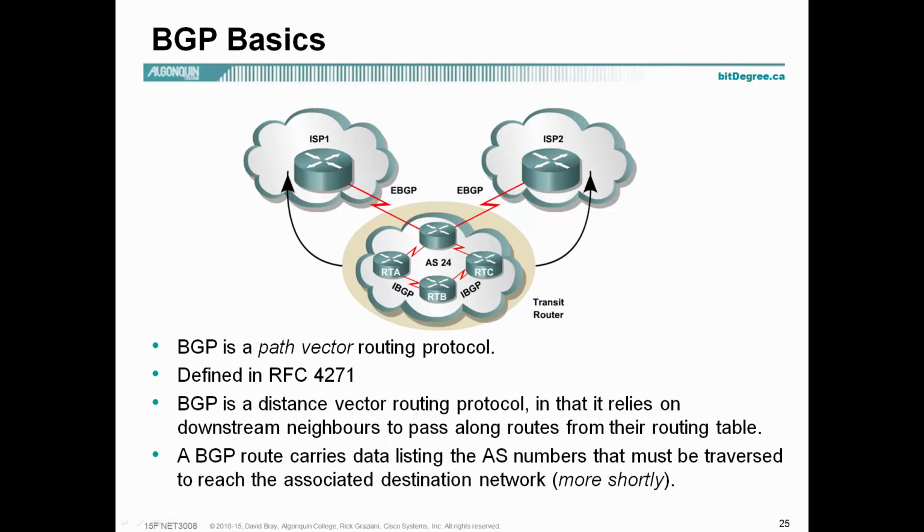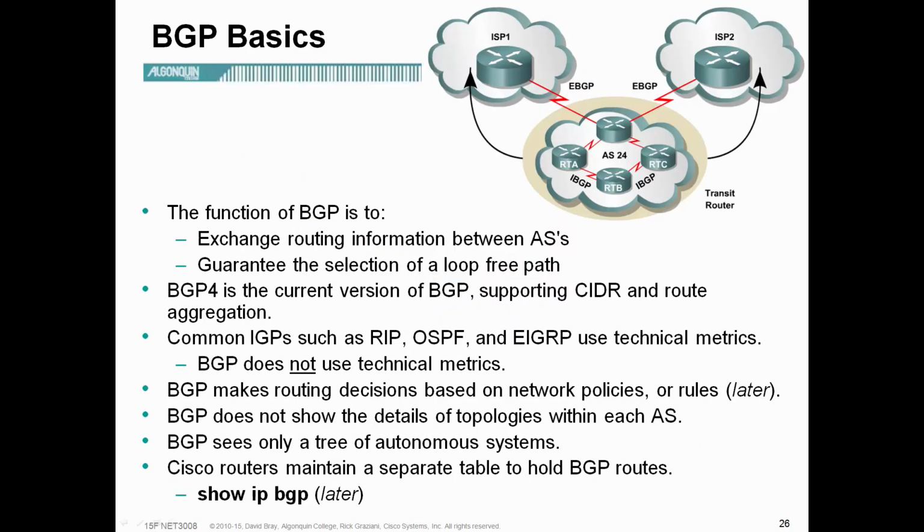The BGP route carries data with it that lists the AS numbers that must be traversed to reach the associated destination network. Much more on this later. So the role of BGP, of course, is to exchange routing information between autonomous systems, but it also must guarantee that the routes it passes along are loop-free.